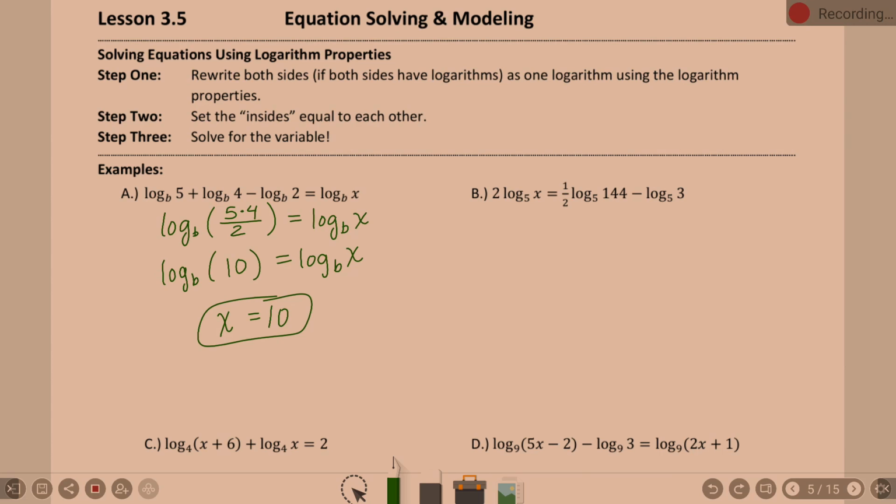Okay. Ready for B? 2 times log base 5 of x equals 1/2 log base 5 of 144 minus log base 5 of 3. Thoughts of where to go? The first one can be log base 5 of x squared. Okay. Can we use our power property?